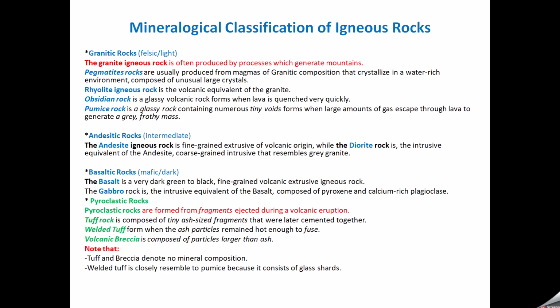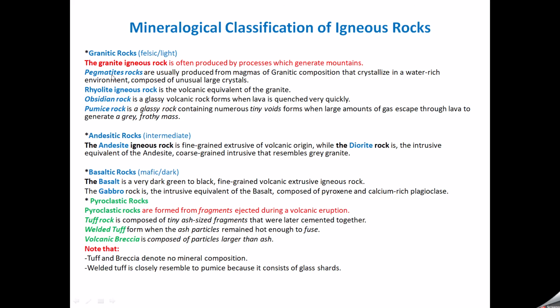And by the way, there are some other rocks, like intermediate rocks, that have very large crystals, so we call them pegmatite too, but let's leave that as a side note. Here, mostly, those granitic rocks with very large, huge crystals that form in a water-rich environment, we call pegmatites.